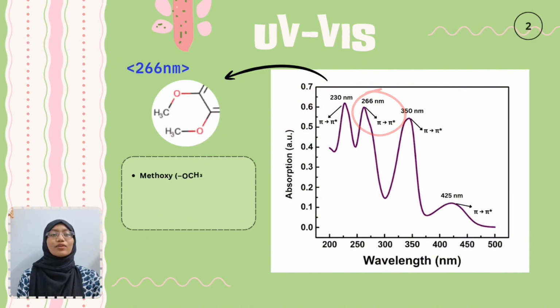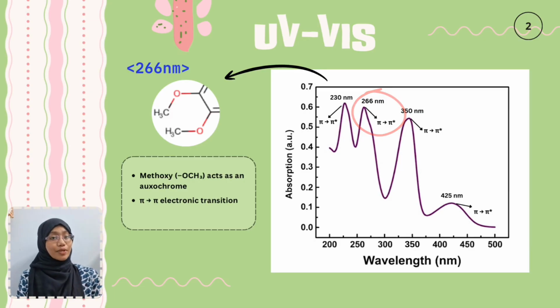Next, we look at the absorption peak at 266 nm. This peak is particularly interesting because it involves the methoxy group, which is OCH3, which acts as an auxochrome.